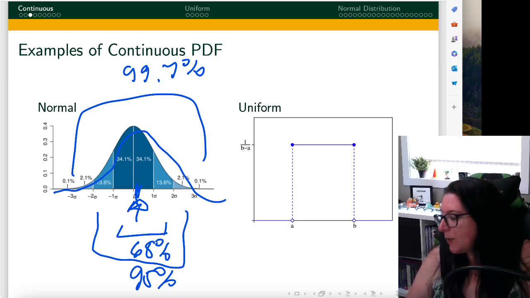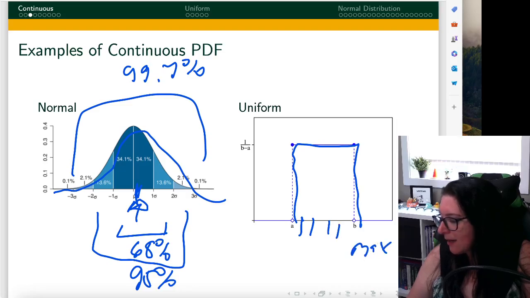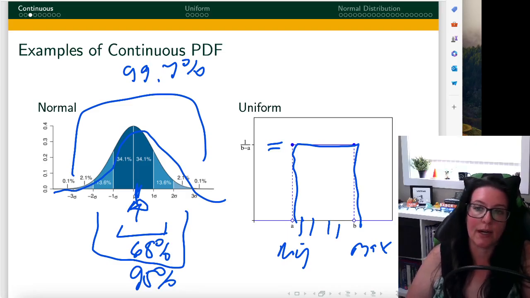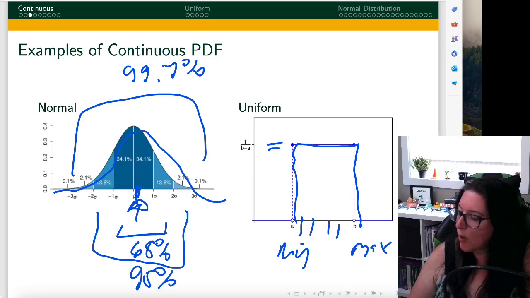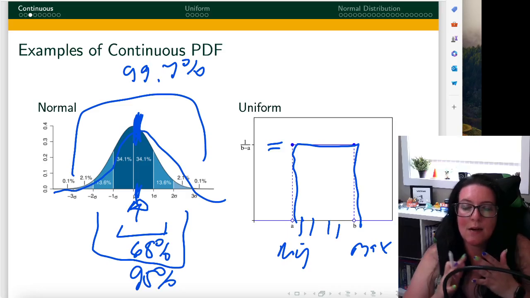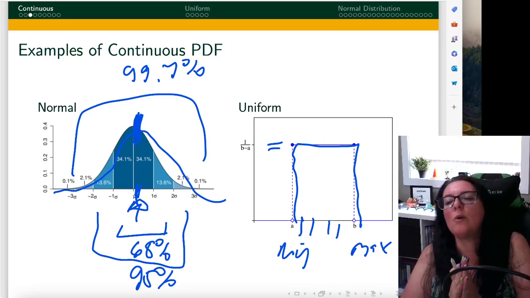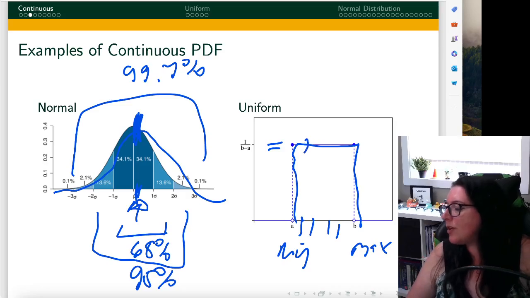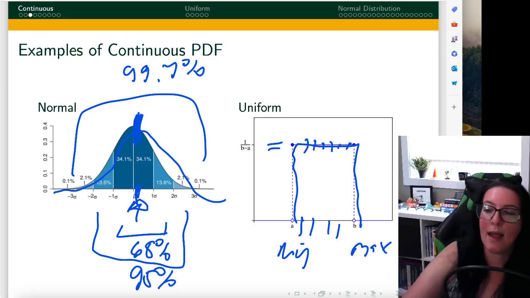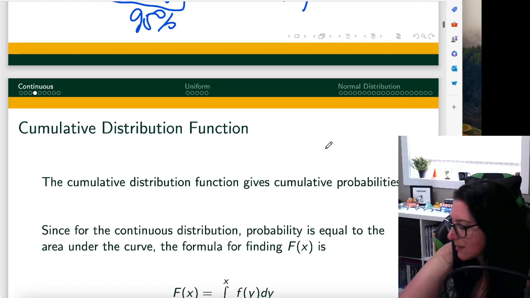Another type of continuous distribution is a uniform distribution. That's where everything in between the max and the min has an equally likely probability of occurring. Whereas the normal distribution has this center, where the most likely result is right there in the middle and the mean, the median, and the mode are all equal, in the uniform distribution everything is equally likely between the min and the max.